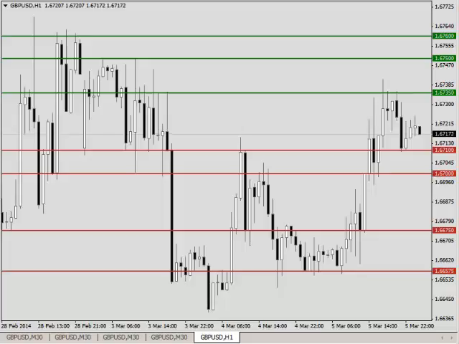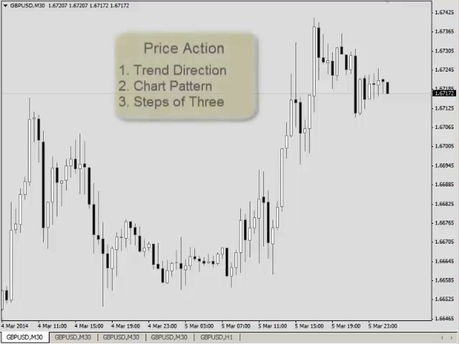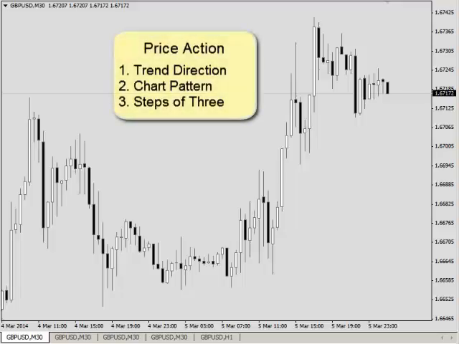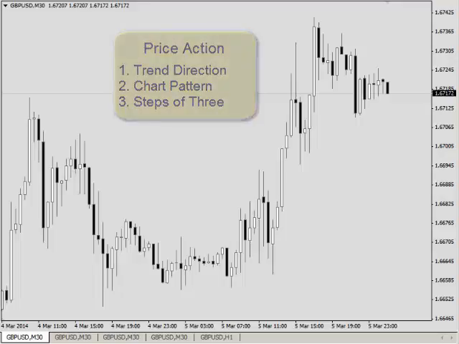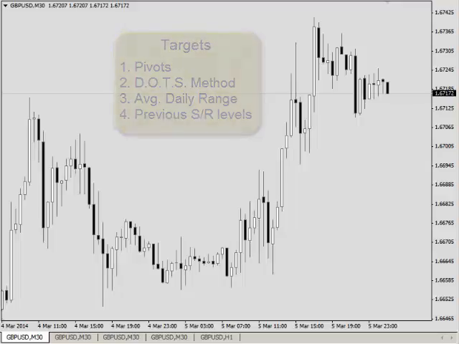So again, in a nutshell, when you're sitting down here just getting started and you've got a good entry and you're trying to determine where you should exit the trade to get the result you want, be it price action, knowing direction, pattern, and steps of 3, and then looking at targets, be it pivots, the dots, your ADR, or previous support resistance levels.